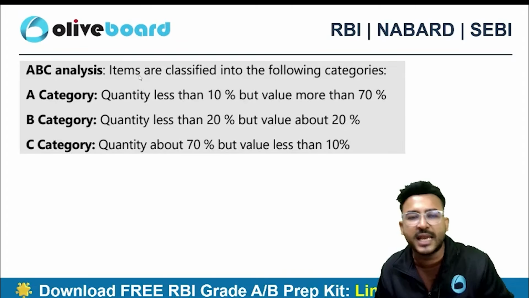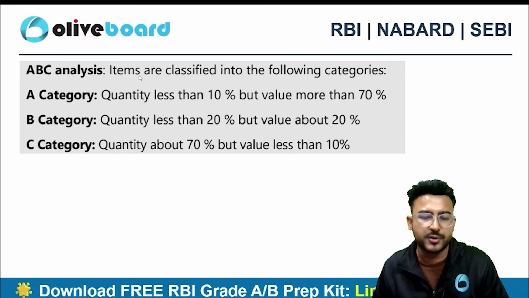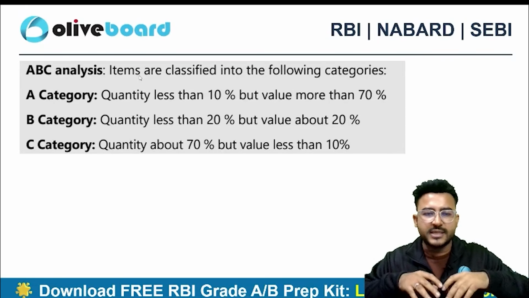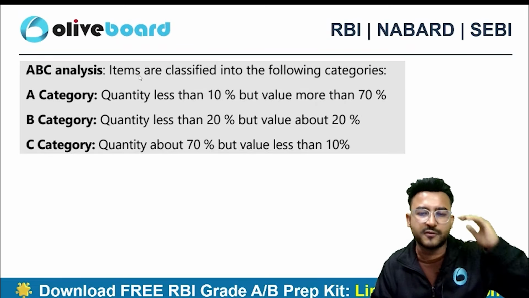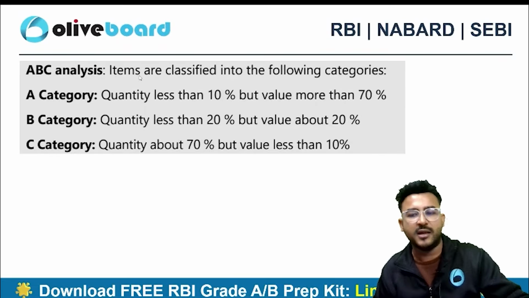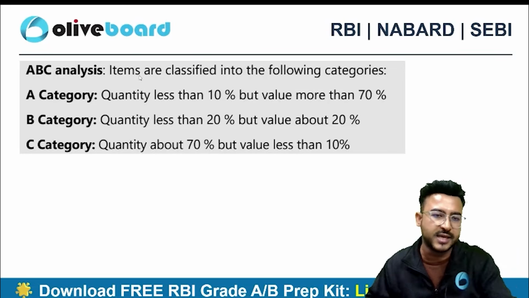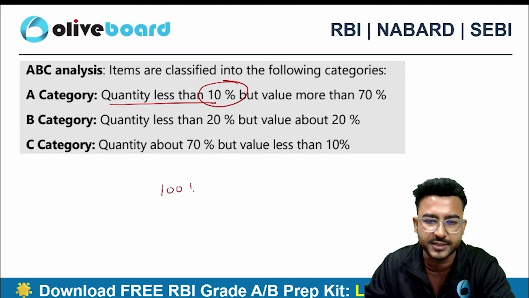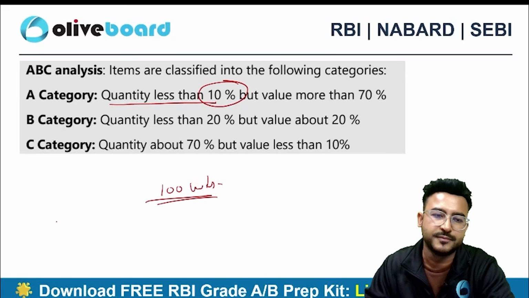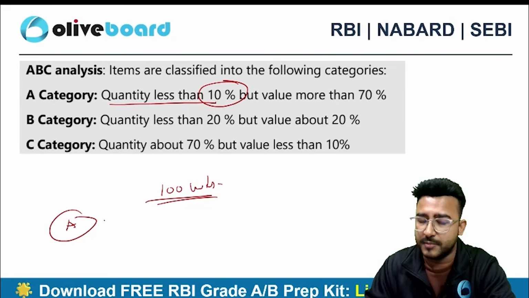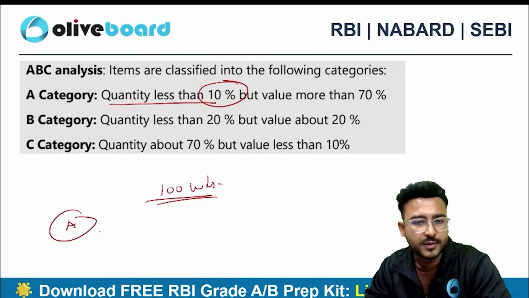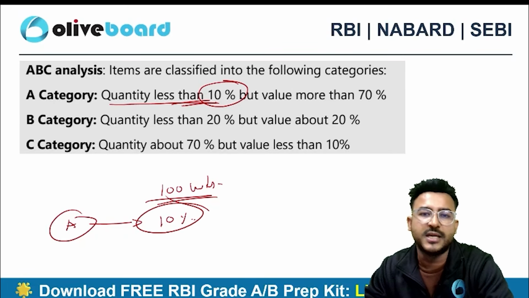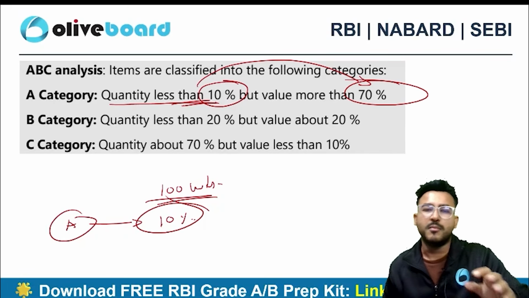Now there is an ABC analysis also. Now what is ABC analysis all about? It's nothing but a categorization technique. Let's categorize my stock on the basis of A grade, B grade, C grade. Now what is this A category, B category, C category? Quantity less than 10%. For example, I have 100 units. A category is such a stock which is just 10% or less than 10% of the quantity, but still it is contributing in terms of value more than 70%.